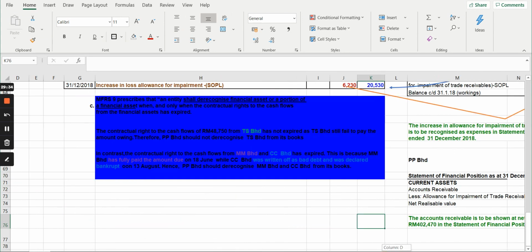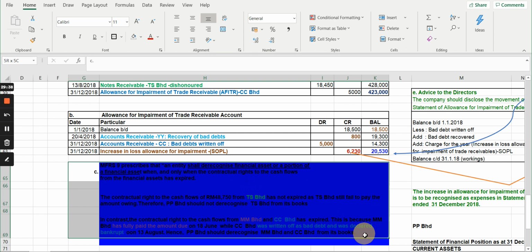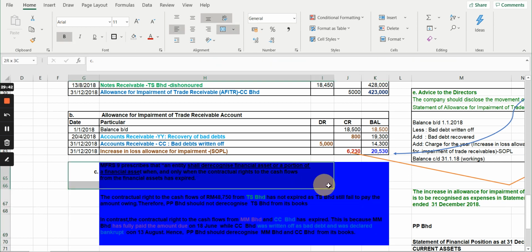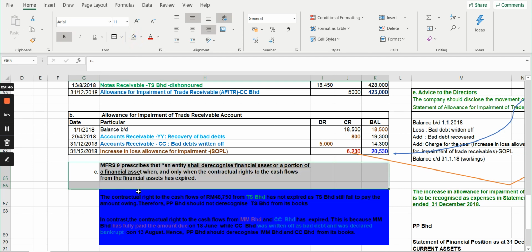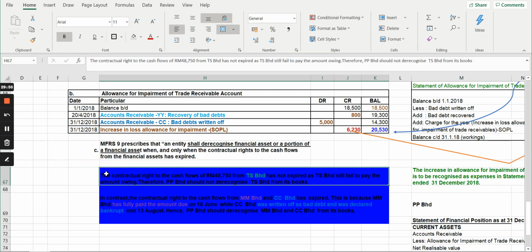It will be very fast, which is the theory part, which is to advise should you derecognize or not. Okay, let's look at the criteria first. Should you de-recognize or should you not? So MFRS 9 prescribes that you can only de-recognize if the contractual rights to the cash flow have expired. So there are 3 companies involved here. Let's look at which we should still recognize or not de-recognize.